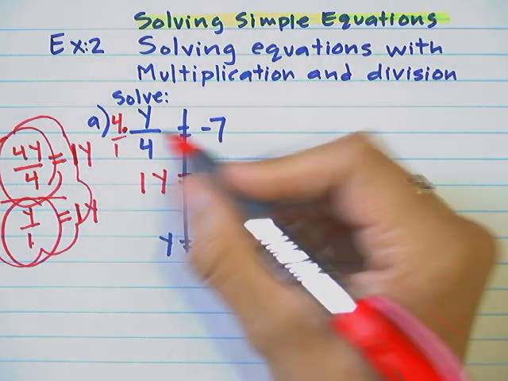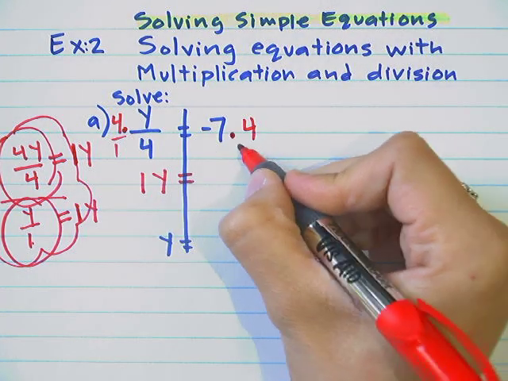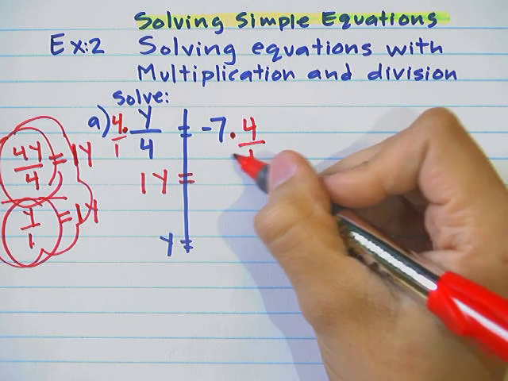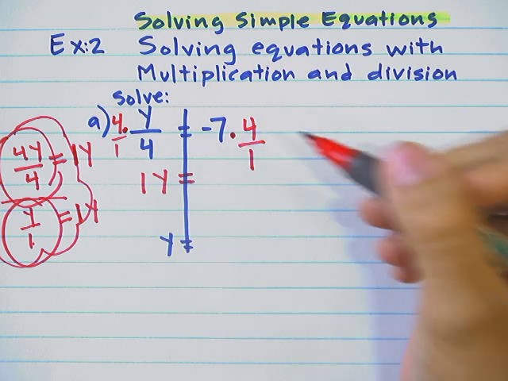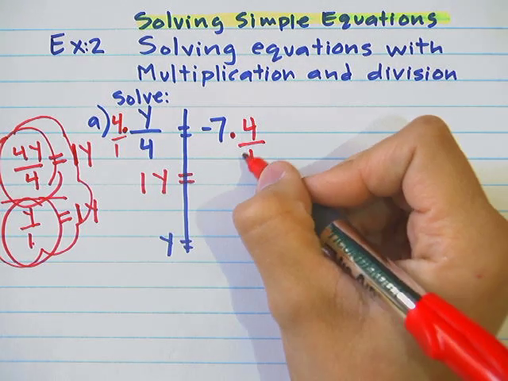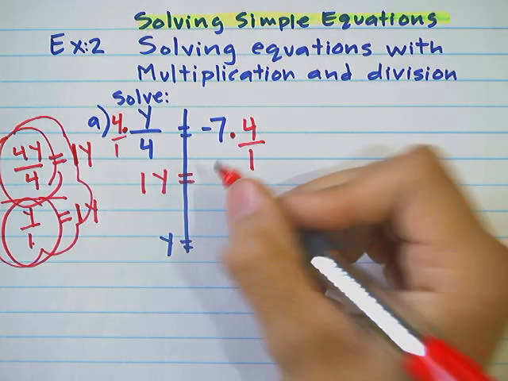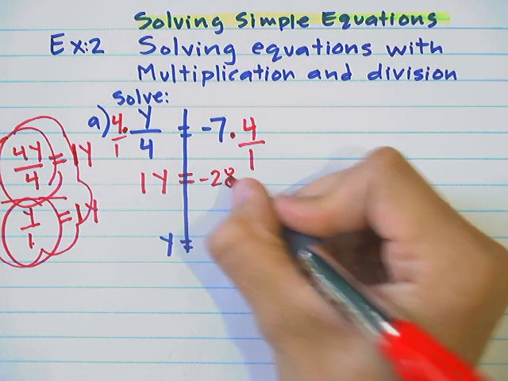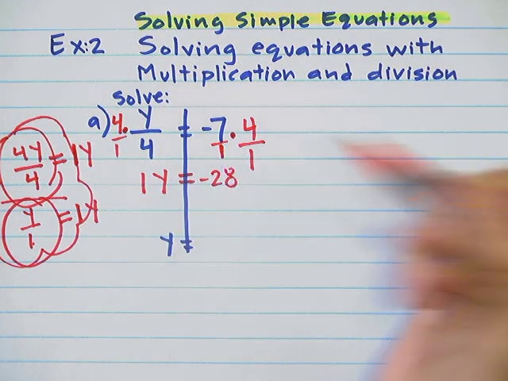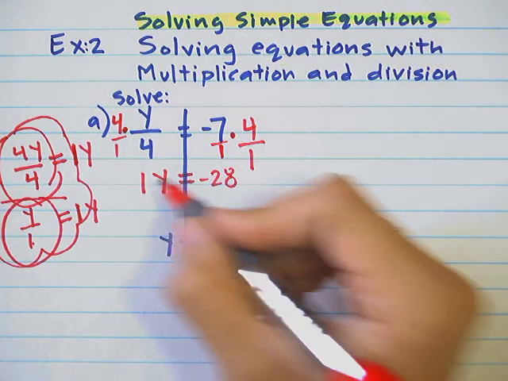And on this side, what I do to one side, I do to the other. Now I noticed this looks like a whole number multiplied by a fraction, but I really didn't need the 1, just so that it looked like the other side. -7 times 4 is -28. And if you put the 1 over there, it didn't matter, but it's the 1. And so there, you're done.